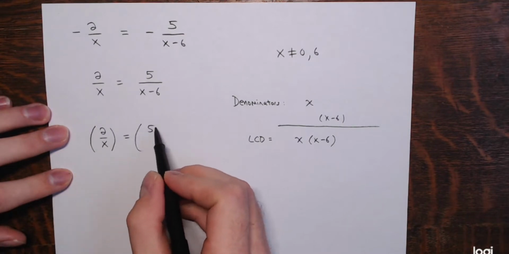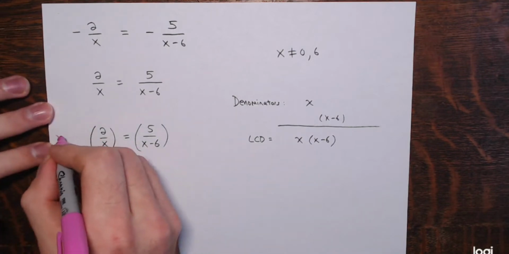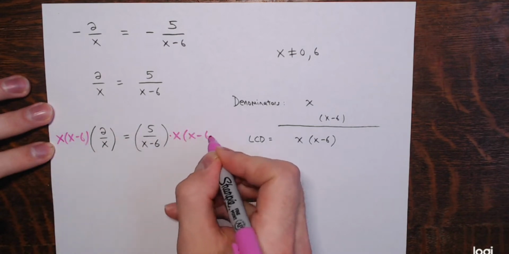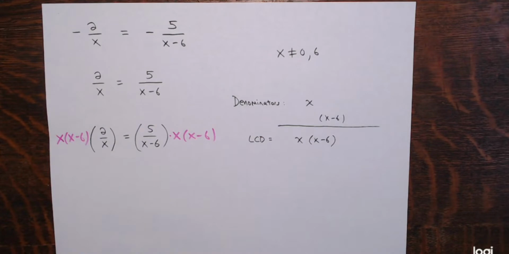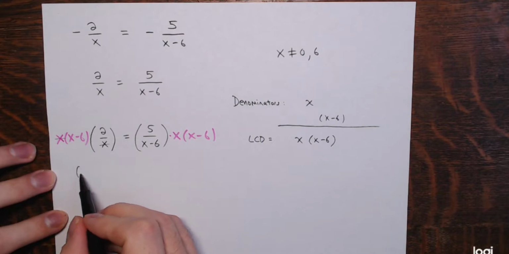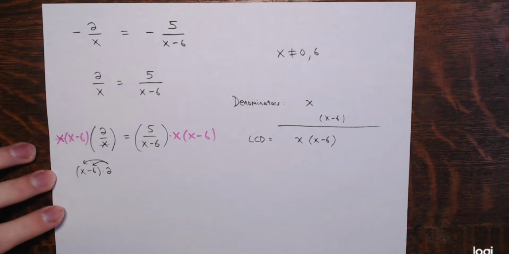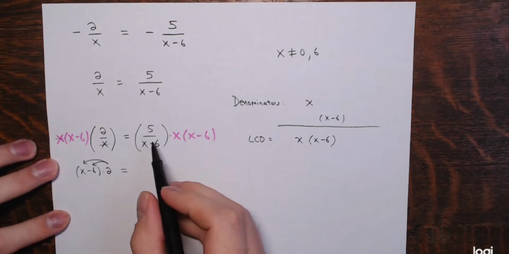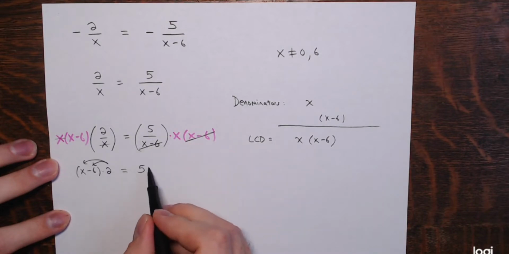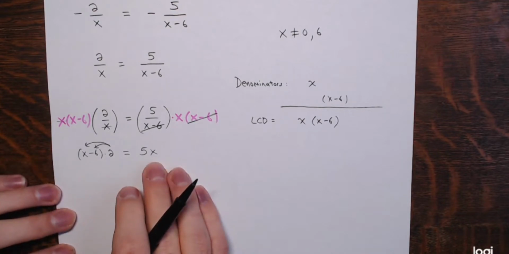Now, the nice thing is both sides only have a single fraction. So the left side times the LCD, the right side times the LCD. And again, the whole reason for multiplying both sides by the LCD is to get rid of the denominators. You see the x's canceling on the left. So I have x minus 6 times 2, and I'm going to be distributing that 2. Equals, and over here, the x minus 6's cancel, and I have just 5 times x. And then we solve this resulting equation without the denominators, and then check our solution.